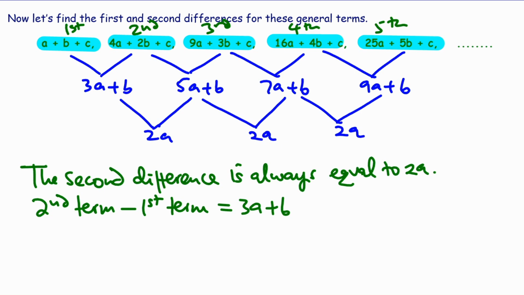And the other thing, of course, this is really not a conclusion, it's just an observation, is that the first term is equal to A plus B plus C. Now, we can use these 3 observations to find the nth term of any quadratic sequence.